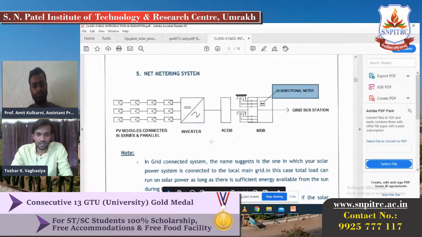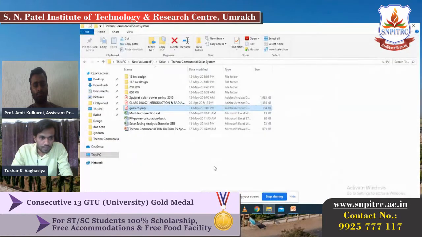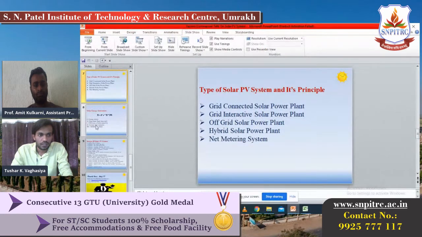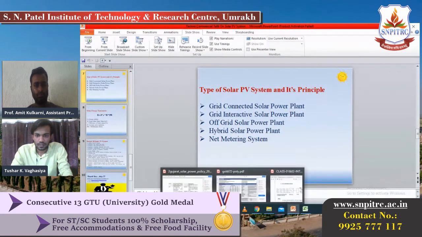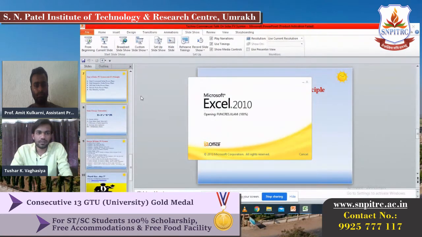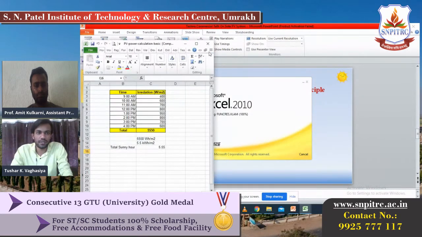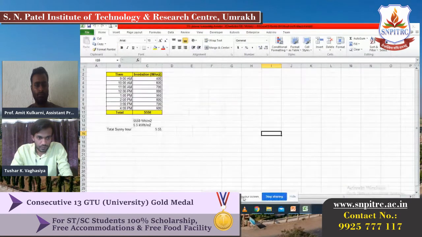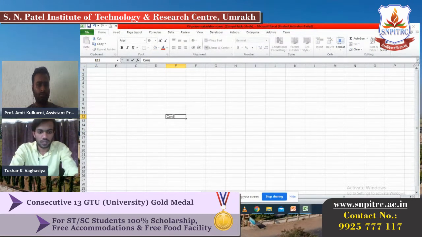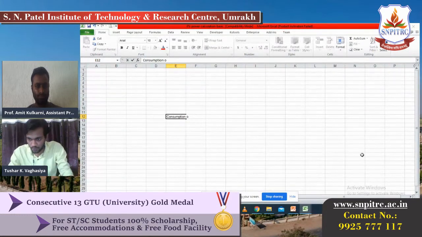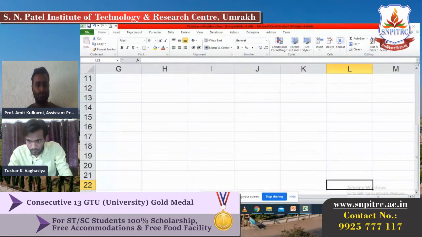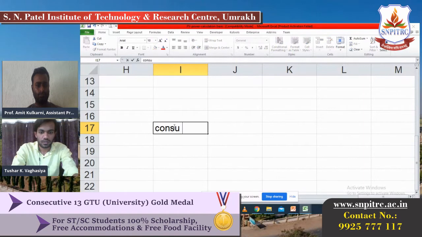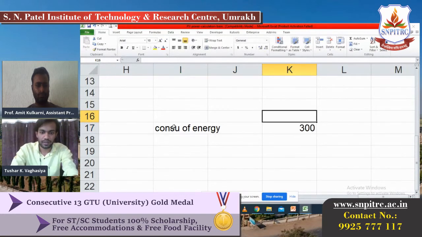So in that case, let me give one example. In the net metering system, suppose in a month your house consumption is, suppose, 300 units of energy per month, right?